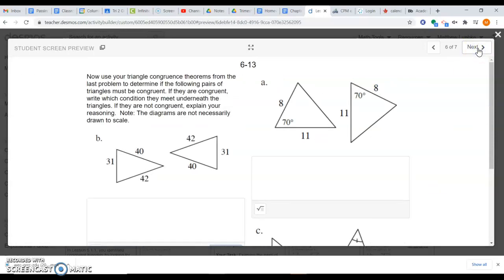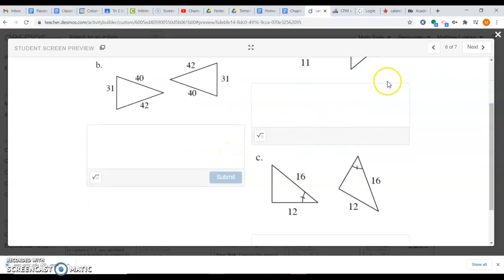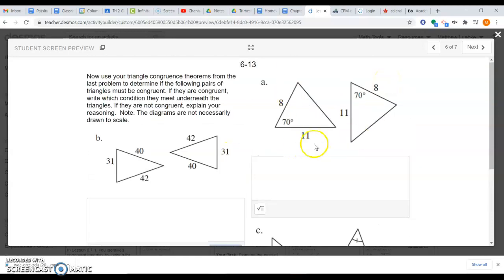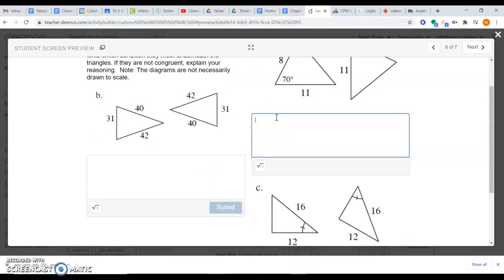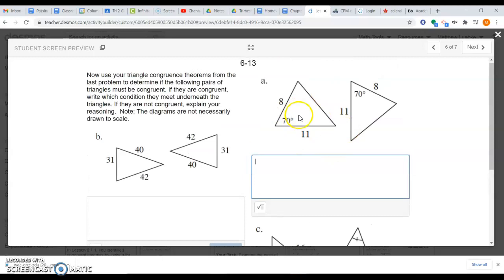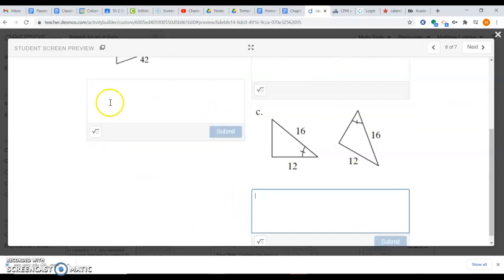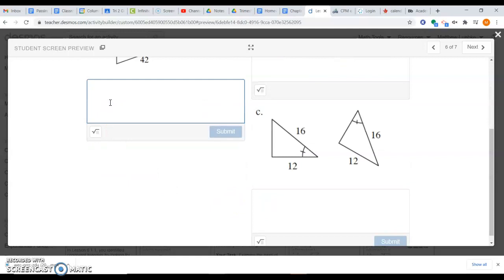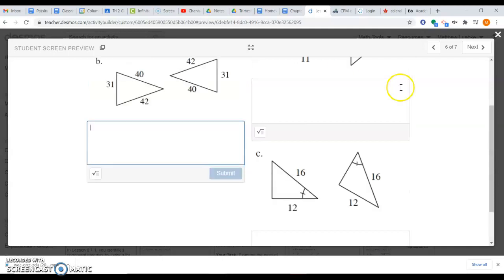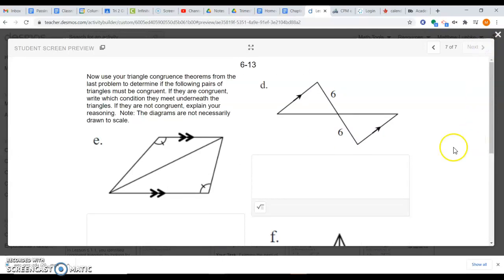In 6 and 7, you're going to apply your 5 conditions to answer these questions A, B, C, and D, E, F on the next slide. You can see in A, you could say, yes, these triangles are congruent because they have side, angle, side congruency, and that's all you have to write. Yes, these triangles are congruent because they have side, angle, side congruency. Then you're going to try to do the same thing on B and on C. If it's a no at any point, just say, no, they are not congruent because they do not have the triangle congruence condition.